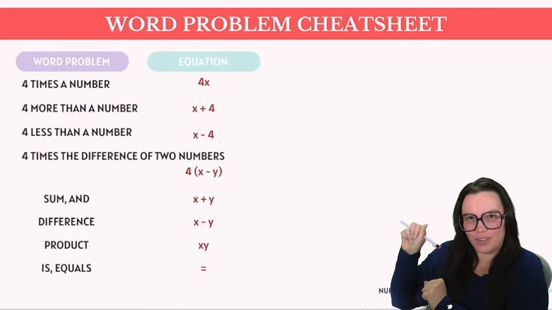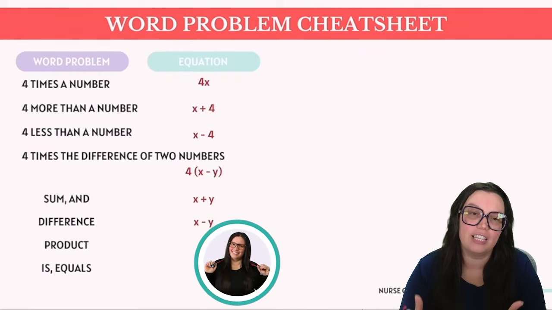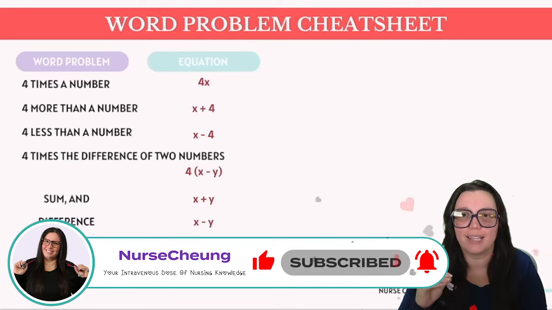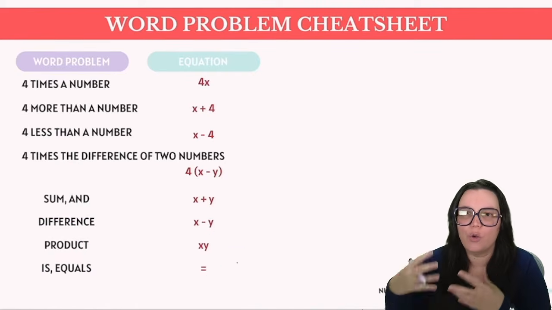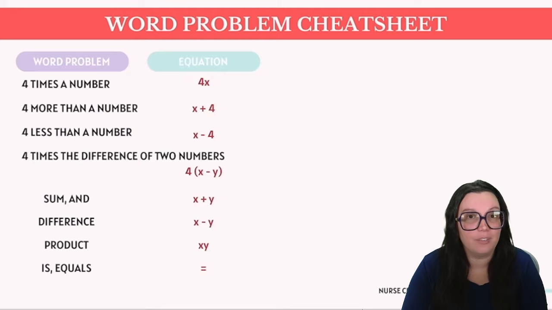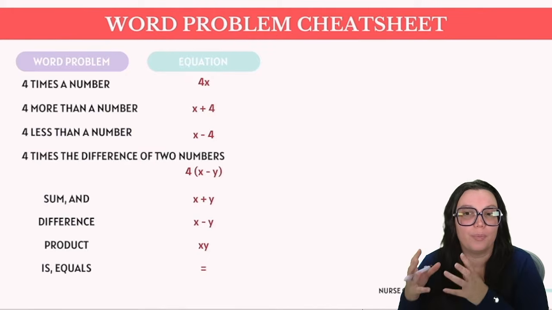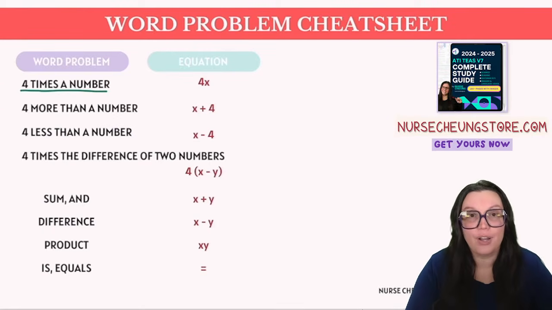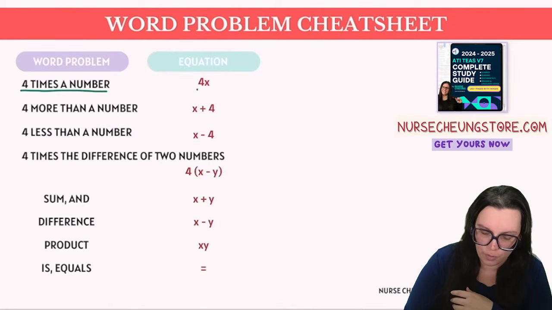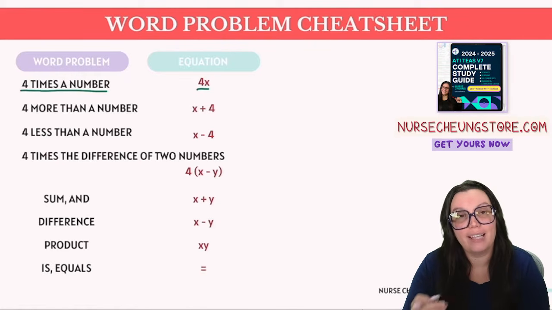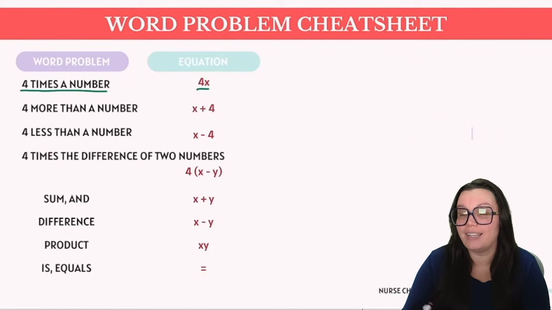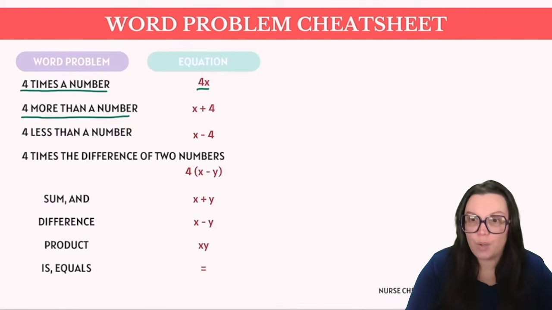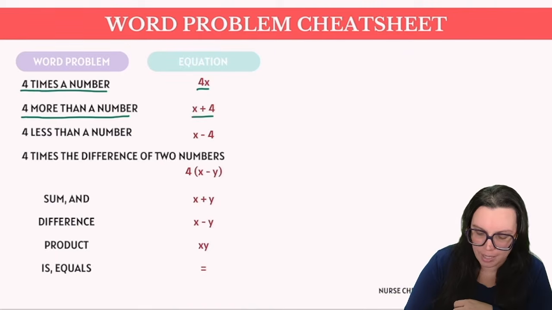So as you can see on your screen, this is a little cheat sheet of everything that you're going to need to know in regards to how to translate words into algebraic expressions. Let's go over those crucial expressions that are going to be pivotal in solving algebraic word problems. When you come across the phrase 4 times a number, you're going to automatically translate this into 4 times x, where x represents the unknown quantity that we have to figure out. For expressions like 4 more than a number, that is translated into x plus 4.